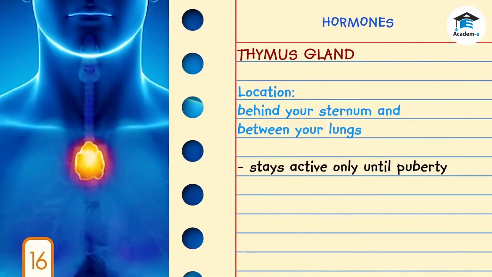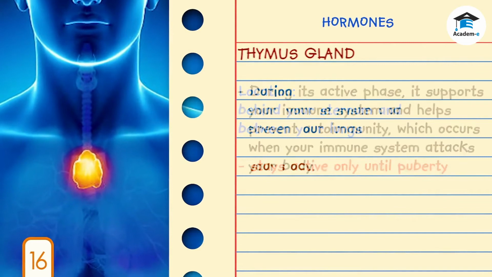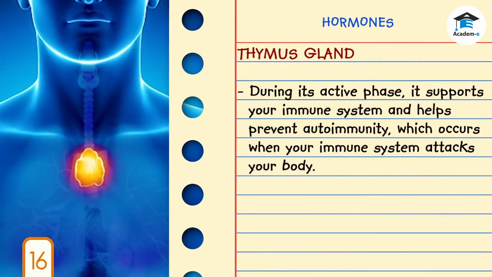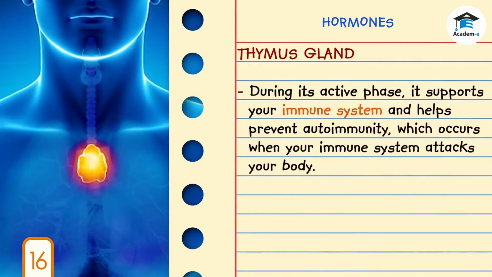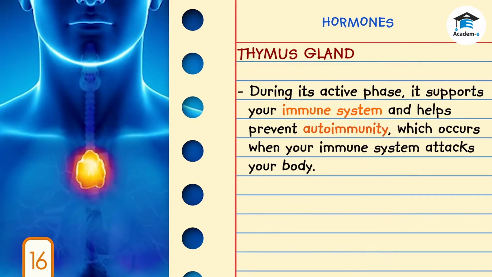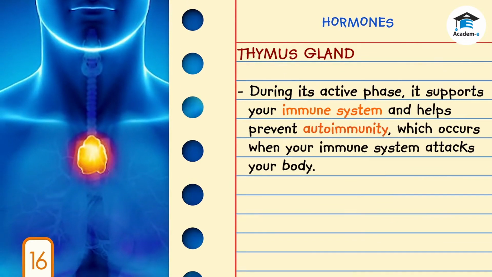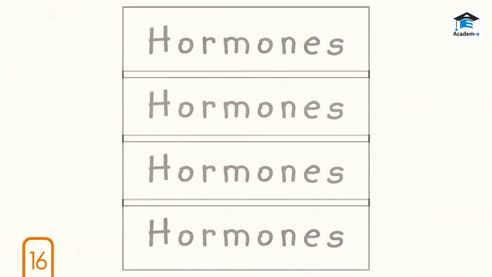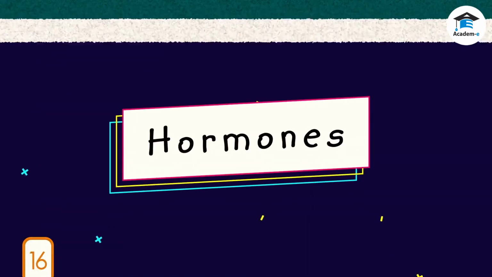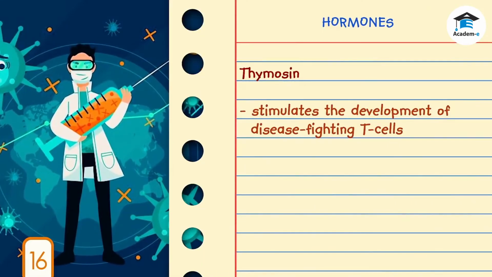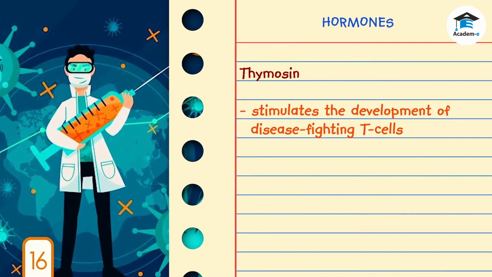The thymus gland is behind your sternum and between your lungs and stays active only until puberty. During its active phase, it supports the protective system of your body called the immune system and helps prevent autoimmunity, which occurs when your immune system attacks your body. Hormones. Thymosin stimulates the development of disease-fighting T cells.